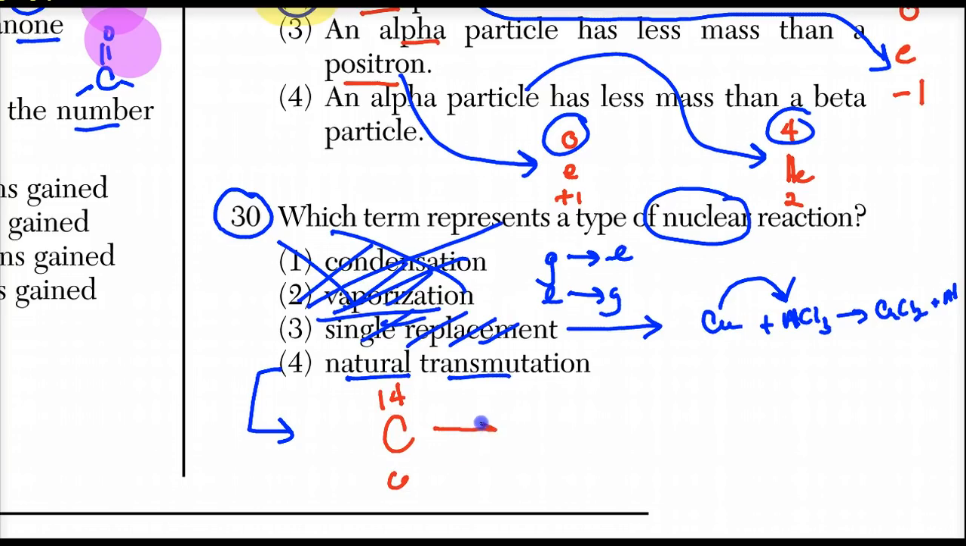Undergoes natural transmutation naturally by itself, nothing else in the reactant side, gives off a beta particle. And what else? Well, what number plus a -1 equals 6? That'd be 7. What number plus 0 is 14? 14. Who's atomic number 7? Look at the periodic table, it's N. So number 30 is 4.